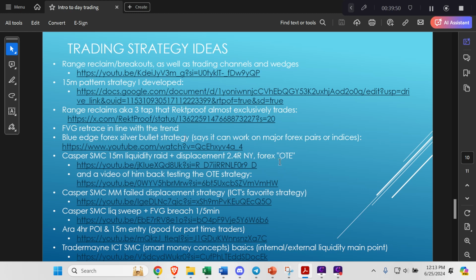Casper SMC has this OTE strategy that I think is probably one of the simplest strategies I have on here. So if you're new, this might be a really good one for you to start with. The only caveat, I guess, is it looks like it's primarily for forex. Maybe it works on other things too, but if you are trading futures and you're from the U.S., you can't really trade forex. You're stuck with indices or gold. Maybe it works on gold, so you could at least try that potentially. He also has a video of him backtesting the strategy that you can see. I think this Blue Edge one, this video is him backtesting as well, so that's really helpful. There are several other examples here, a couple more from Casper SMC.